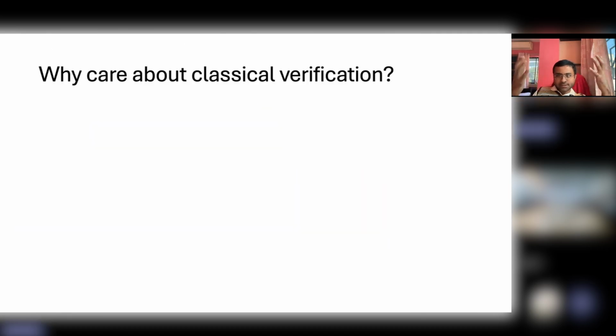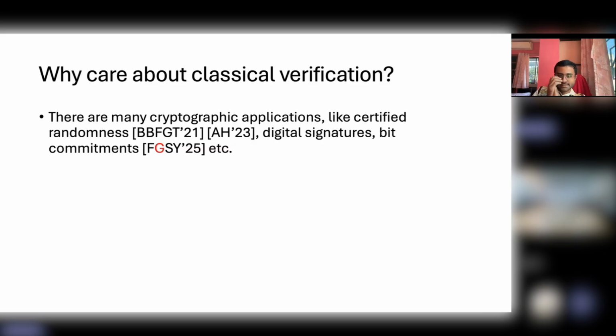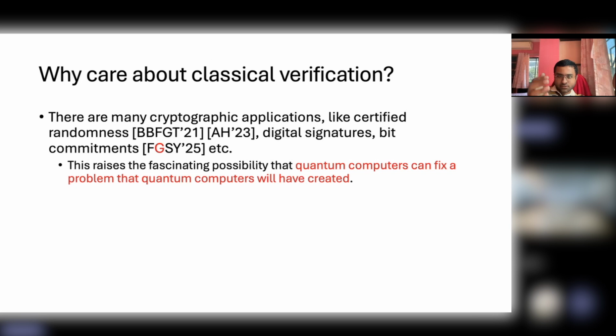But why care about classical verification in the first place? Why do we care about the fact that verification is as bad as simulation? Why is that a bottleneck? Well, there are many cryptographic applications to these quantum advantage experiments, like certified randomness, digital signatures, bit commitments, which raise a fascinating possibility that maybe quantum computers can themselves solve a problem that quantum computers will have created. Problem being, say, lack of any secure cryptography.